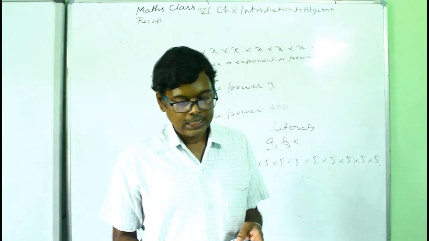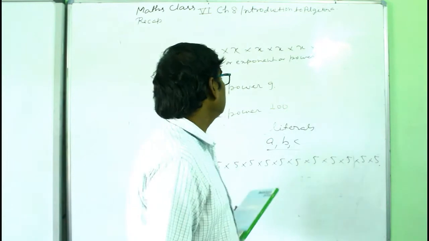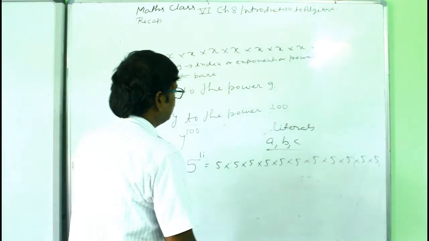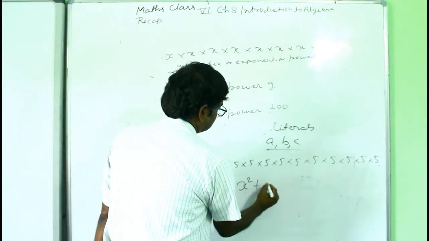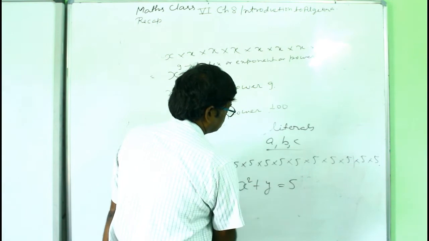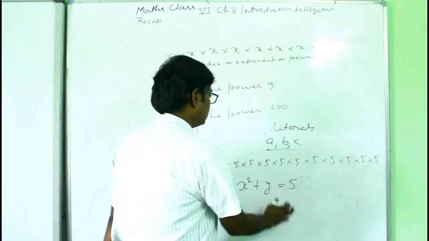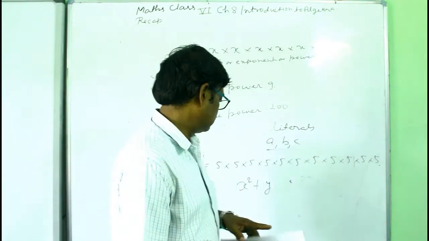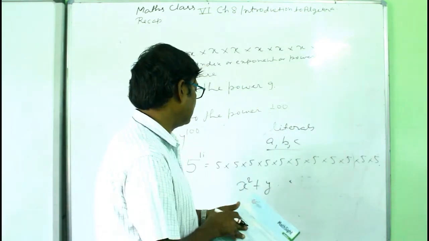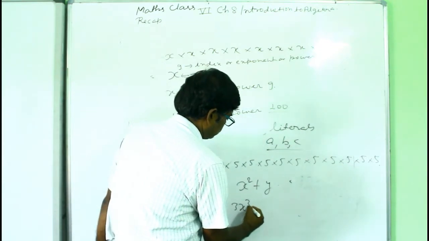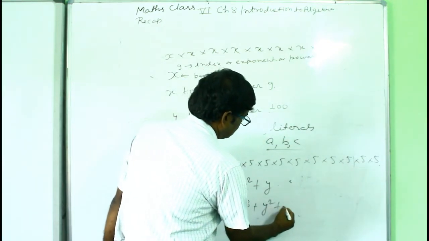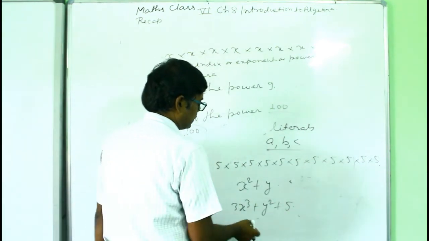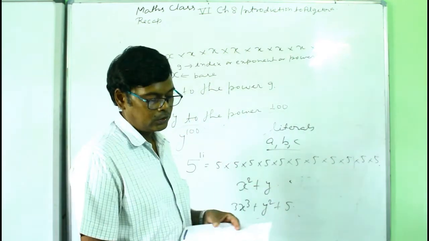Now you have the algebraic expressions. Here I have written like this. When you write x square plus y equal to, suppose, 5, this is also an algebraic expression. Here you have x square plus y, and you can write 3x cube plus y square plus 5. This is also an algebraic expression. Here the variables are x and y and so on.